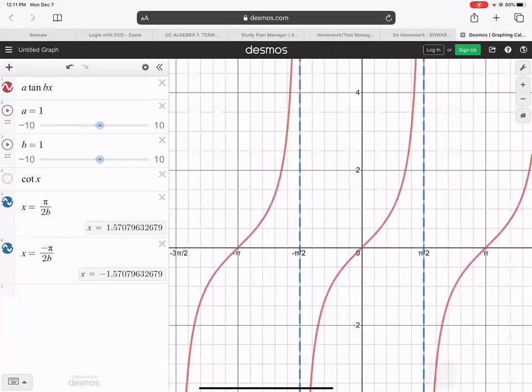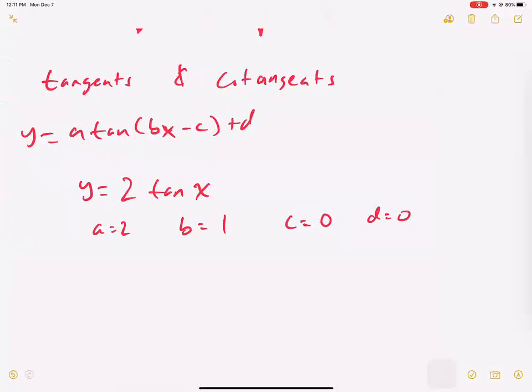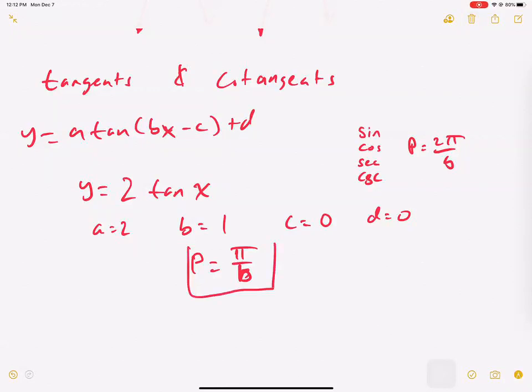Okay, here we go. So here is a big difference between our period for sine and cosine. So for sine, cosine, secant, and cosecant, our period was 2 pi over b. But for tangent, our period is not 2 pi, it's going to be pi over b. And that is the big difference. For tangent and cotangent, please keep note of this, the period is pi over b, not 2 pi over b. So this will repeat every pi, essentially.